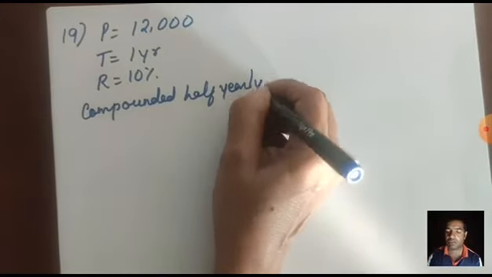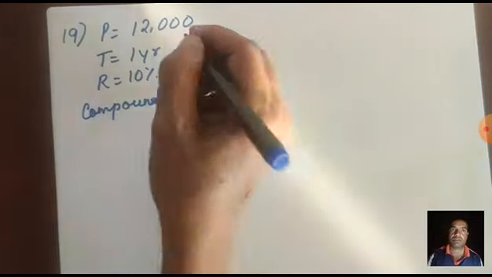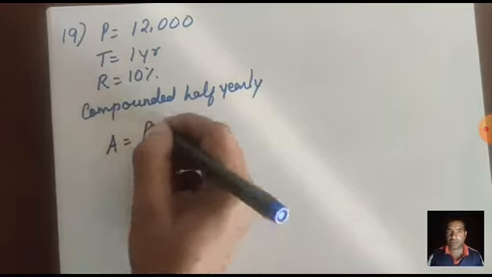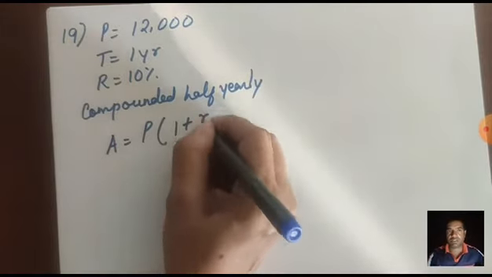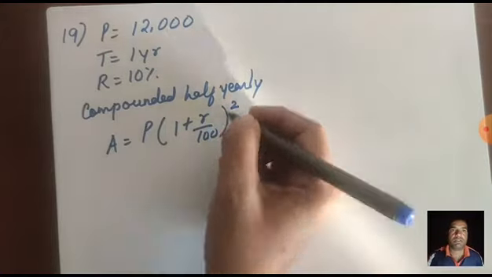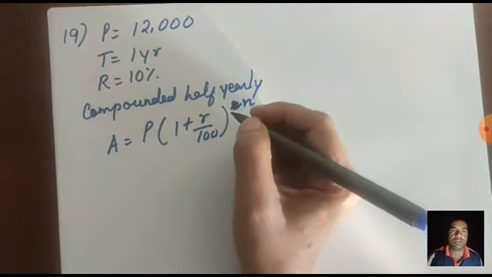Compounded half yearly. Here see, it is very different. It is something different, but amount is equal to P plus P into bracket 1 plus R upon 100 raised to n.